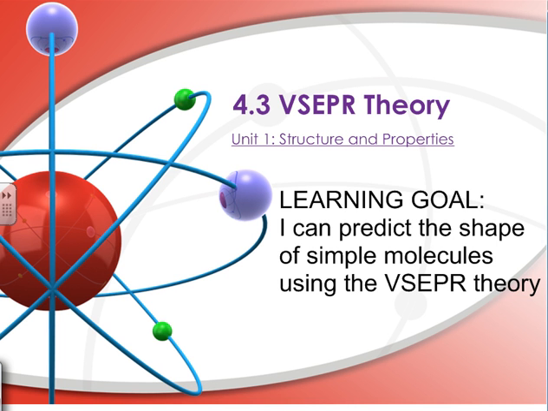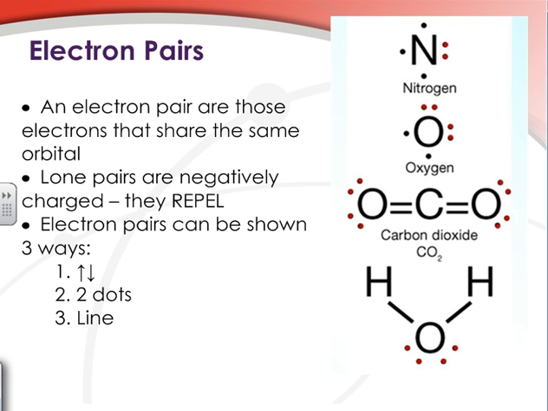All right, and our next topic today is going to be about the VSEPR theory. VSEPR stands for valence shell electron pair repulsion theory. You don't really need to know that, you just need to know that that's what we use to accomplish our learning goal. So by the end of today, you should be able to predict the shape of simple molecules using this VSEPR theory. So first off, electron pairs.